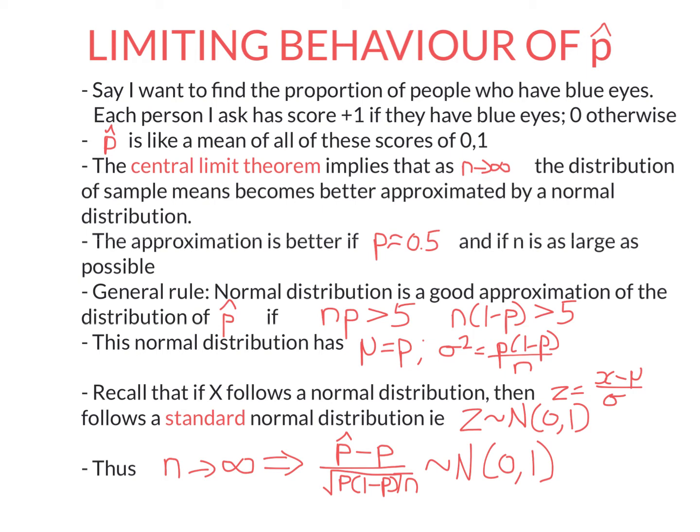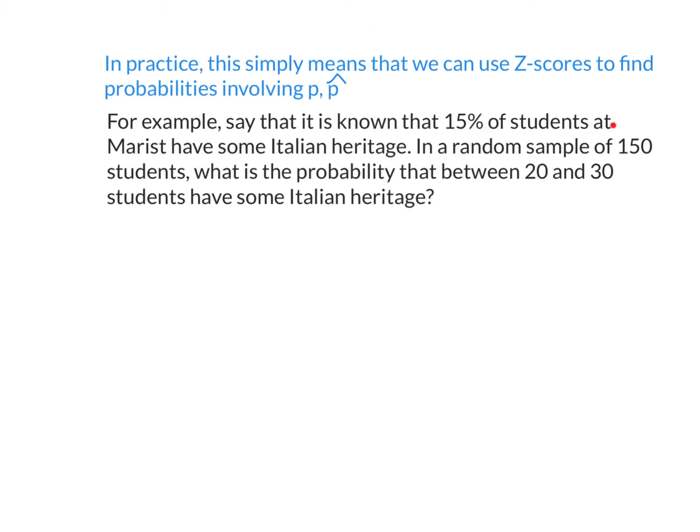So let's look at an example of this. Let's say we know that 15% of students at Marist have some Italian heritage. We're going to take a random sample of 150 students and find the probability that between 20 and 30 students in that sample have some Italian heritage. All we're really doing here is using z-scores to find the probability of getting a certain proportion of people in our sample. So here we know the true population proportion is 0.15 or 15%. We're calculating probabilities involving p hat.